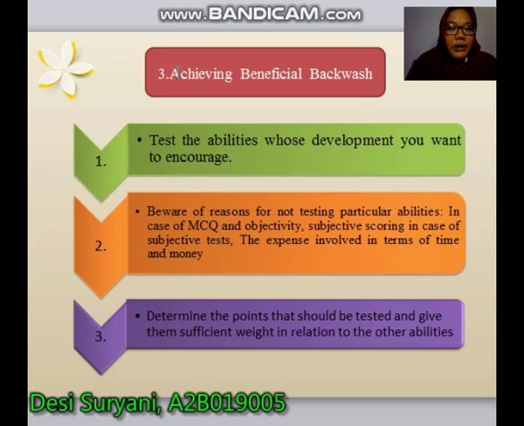Okay, the third point is achieving beneficial backwash. The first one is test the abilities whose development you want to encourage. Beware of reasons for not testing particular abilities: in the case of MCQ, objectivity; subjective scoring in the case of subjective tests; the expense involved in terms of time and money. Also determine the points that should be tested and give them sufficient weight in relation to the other abilities.